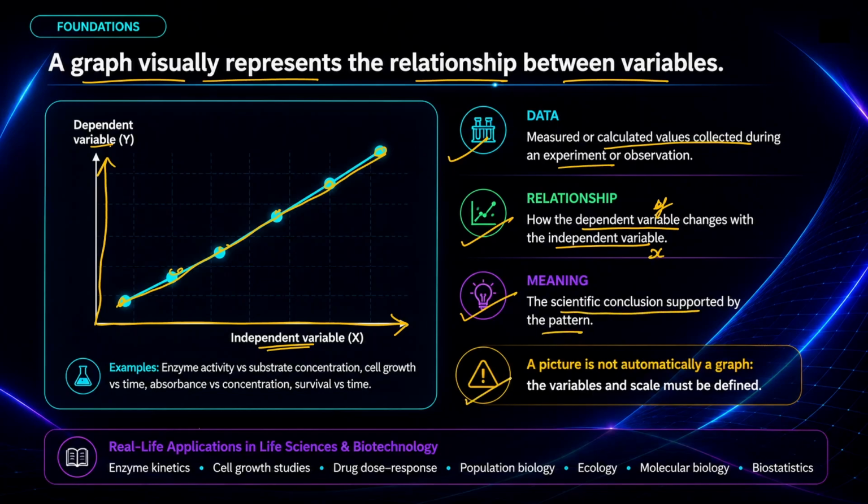One important point to remember is a picture is not automatically a graph. A proper graph must have clearly defined variables, labeled axes, and an appropriate scale. In life sciences and biotechnology, graphs are used almost everywhere, from enzyme kinetics, cell growth studies, drug dose response, population biology, ecology, molecular biology, biostatistics, and so on. So, understanding graphs is an essential skill for every competitive exam aspirant.